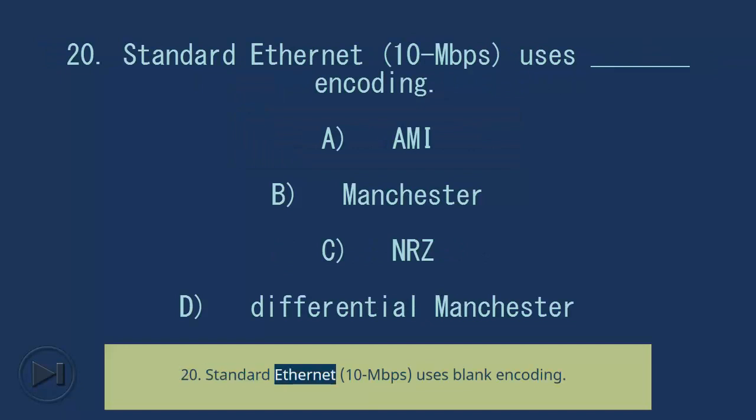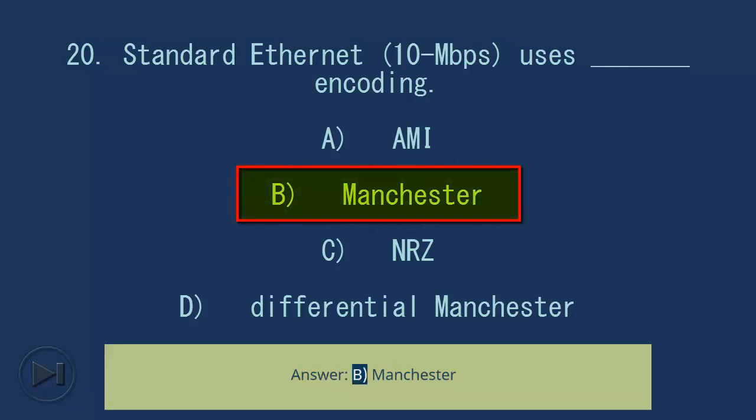20. Standard Ethernet, 10 Mbps, uses blank encoding. A. AMI. B. Manchester. C. NRZ. D. Differential Manchester. Answer, B. Manchester.